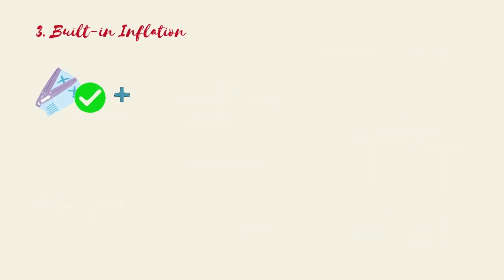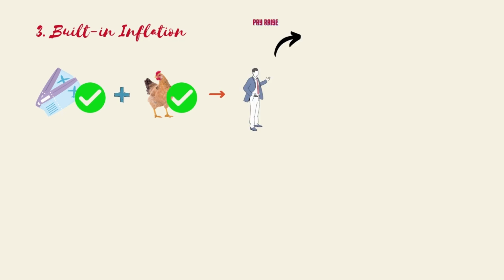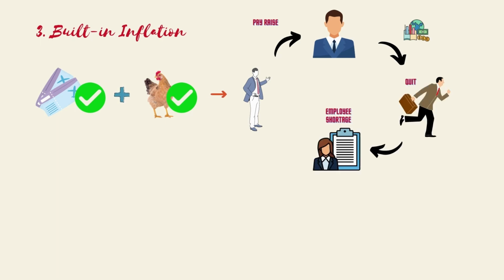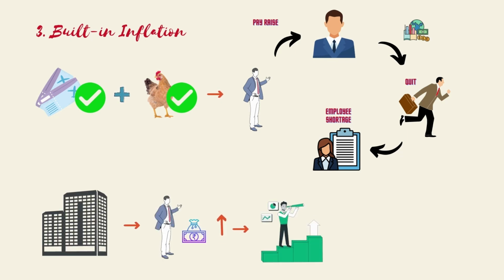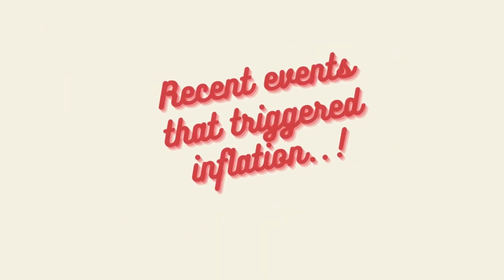3. Built-in inflation. When demand pull inflation and cost push inflation occur, employees may start asking employers for a raise. If employers don't keep their wages competitive, they could end up with a labor shortage. Example, if a business raises workers' wages or salaries and tries to maintain profit margins by raising prices, that's built-in inflation.